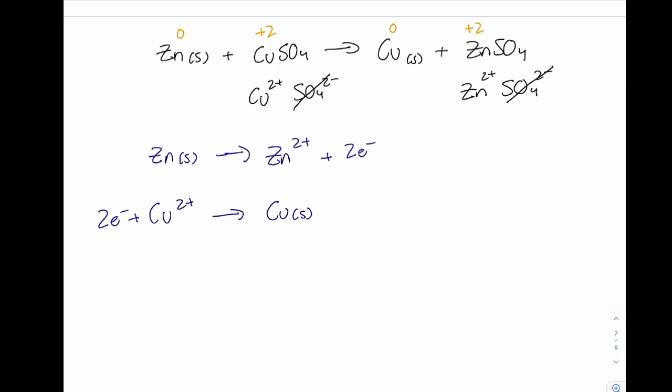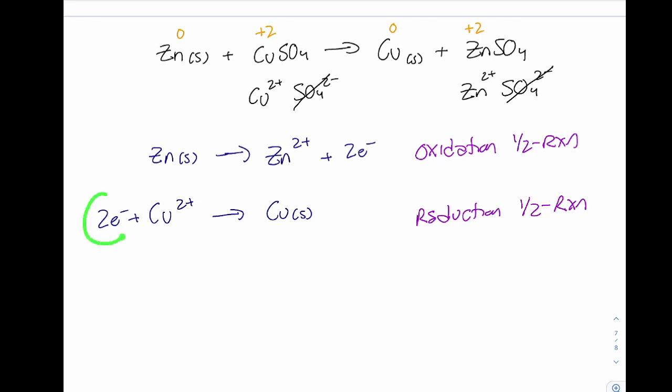If we were to continue balancing this, we would want to make the electron counts equal, which they are, and then we could just add them together. So up here, this is my oxidation half reaction. And this one is my reduction half reaction. Remember, in an oxidation, we're losing electrons. So electrons are something I'm producing or giving off. It's going to be on the product side, right? A reduction is gaining electrons. It's something we're adding to it. It's going to be on my reactant side.